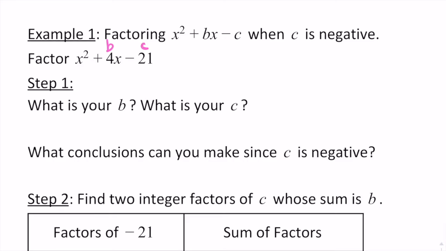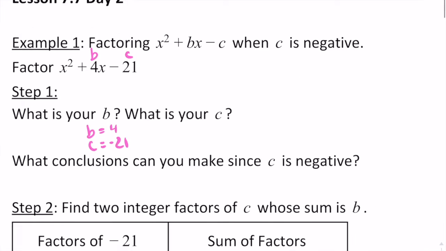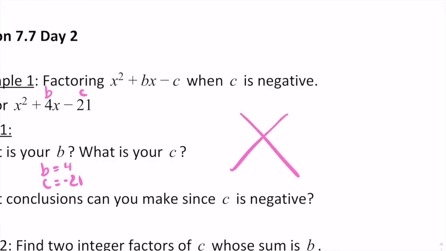B, C, right? Always label those first. Don't forget to take the sign that's in front. Make your X marks the spot, negative 21 and 4. Okay, so this is a little tricky. So I'm looking at negative 21's factors. I get 7 and 3, but they don't add to 4.